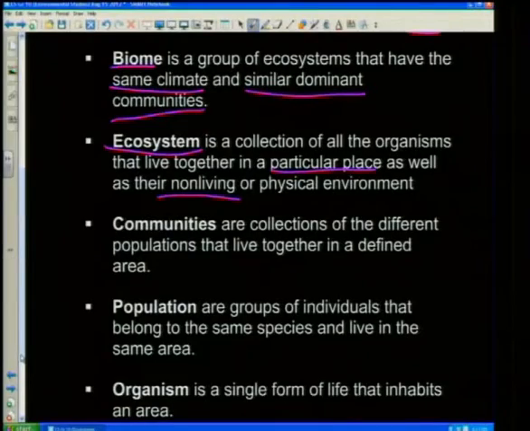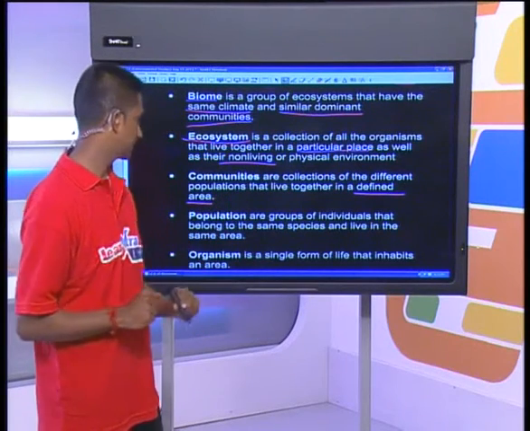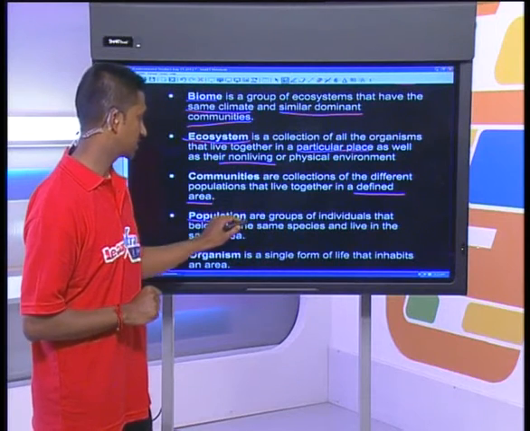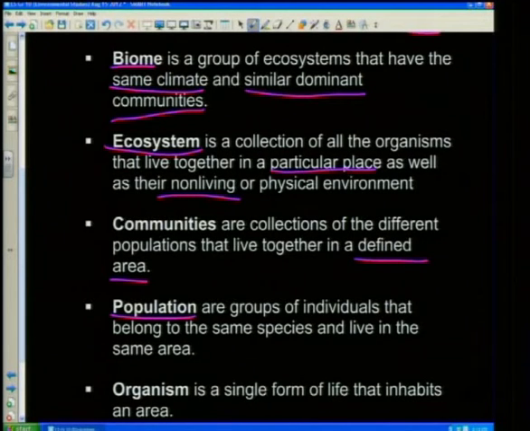Communities are a collection of different populations that live together in a defined area, and that is very important. A community has a defined area in which the organisms interact. Okay. A population, and this term often comes up as definitions. A population refers to a group of individuals that belong to the same species that live in the same area.